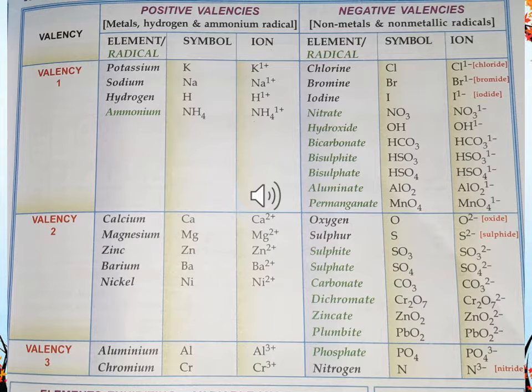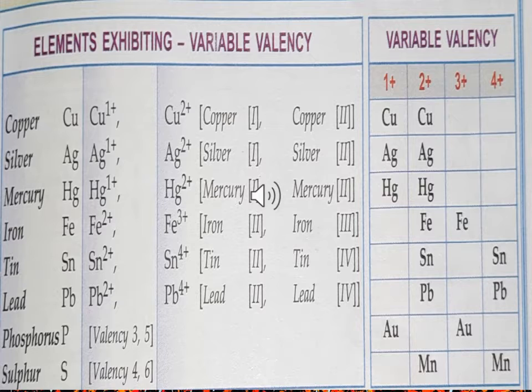In this slide, you will see the valencies, the positive valencies and the negative valencies, and the metals or radicals with positive valencies and negative valencies, their symbols, the ions, everything you can get in this slide. And you have to learn it. You have to learn this slide by heart. And here are some examples of elements exhibiting variable valencies like copper, silver, iron, tin, phosphorus, sulfur. All these are elements having variable valencies.